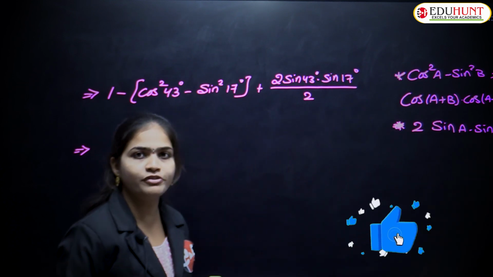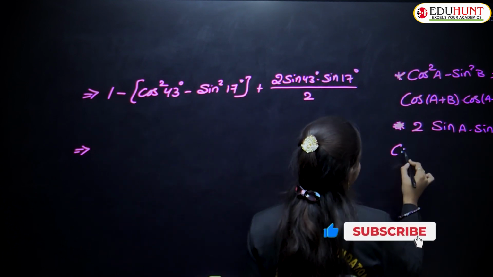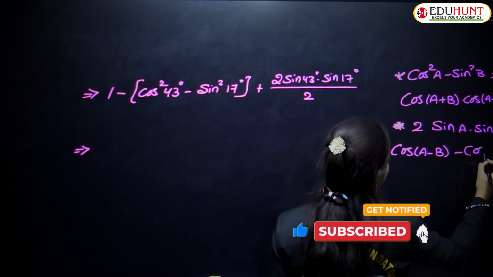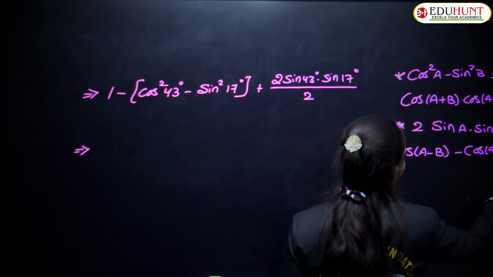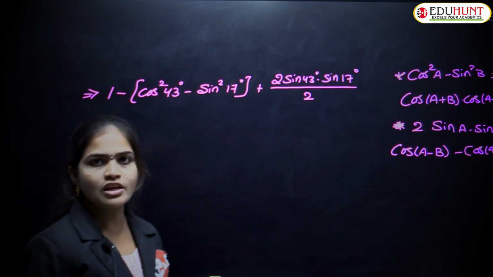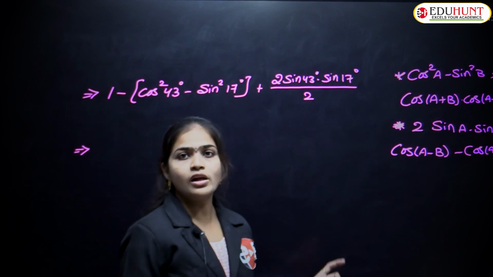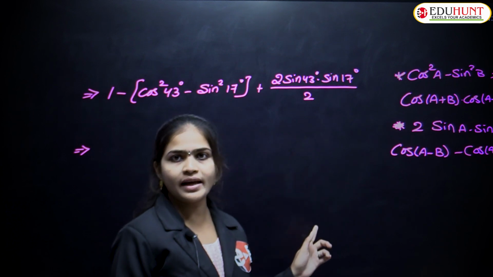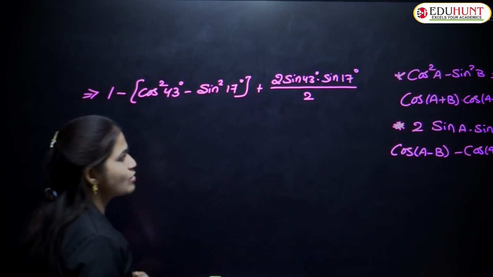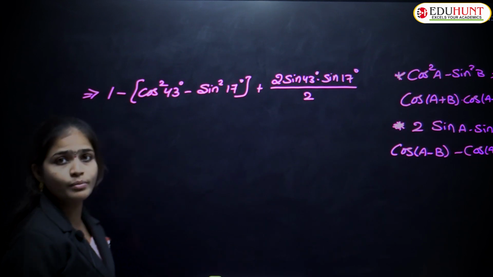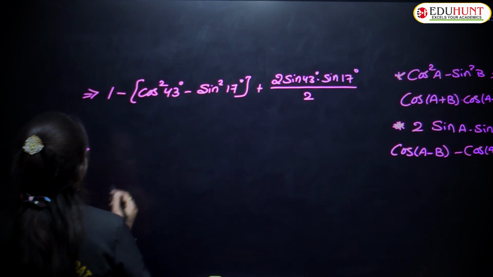That is the formula for cos of a minus b minus cos of a plus b, yes or no? We already learned these formulas in compound angles, no. So those formulas only we have to apply here. In multiple and submultiple angles also we use these formulas many times. So apply that formula here.